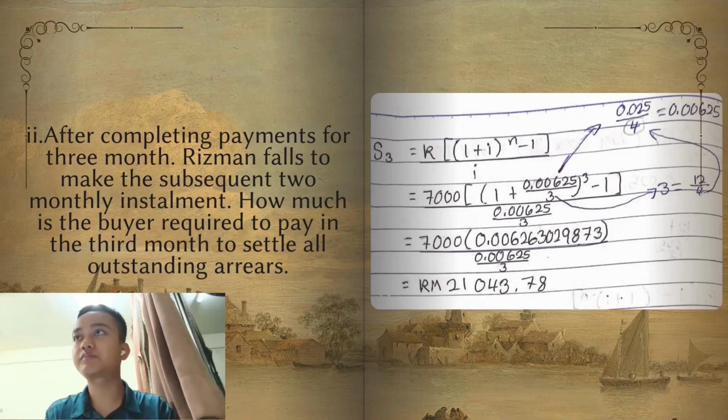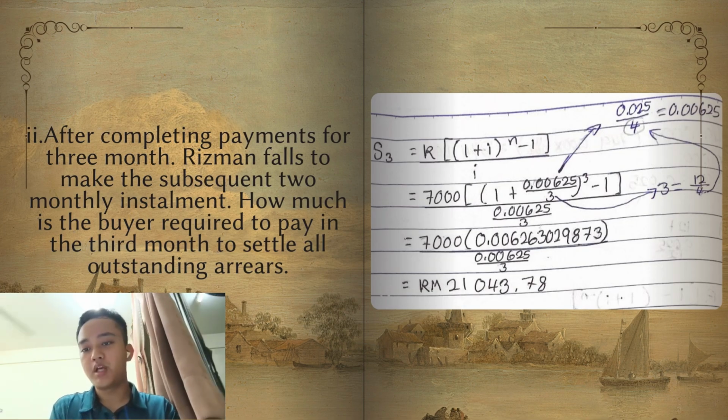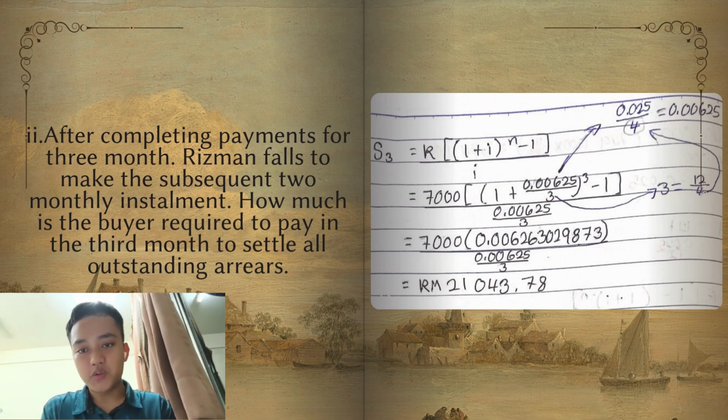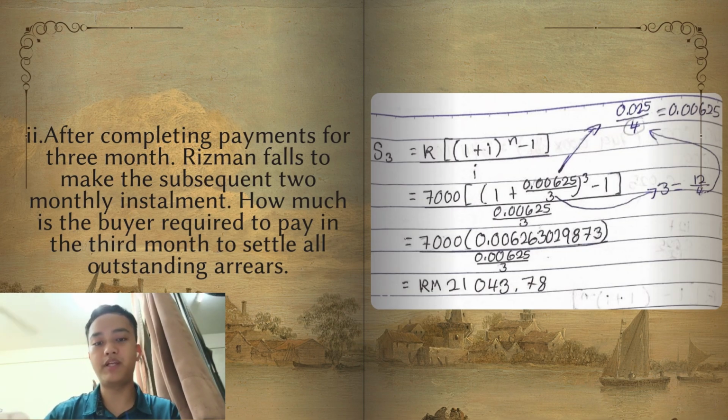Question 2. After completing payments for 3 months, Wisman fails to make the subsequent 2 monthly installments. How much is the buyer required to pay in the 3rd month to settle all outstanding arrears? So this question asks for the future value in the 3rd month. To solve this question, I use the future value formula. After that, I fill in the information already from the answer of part 1 into this formula. For your information, M and N change to 3 because the number of equal payments is 3.